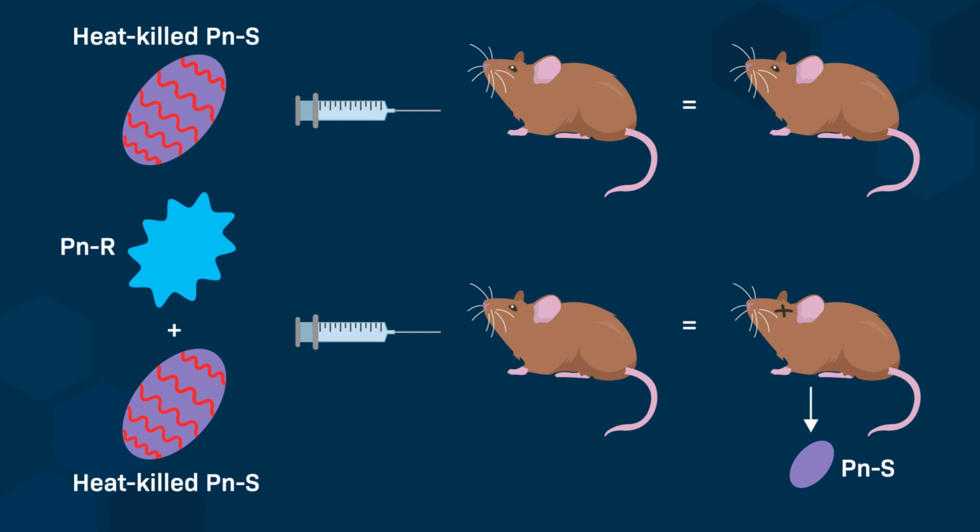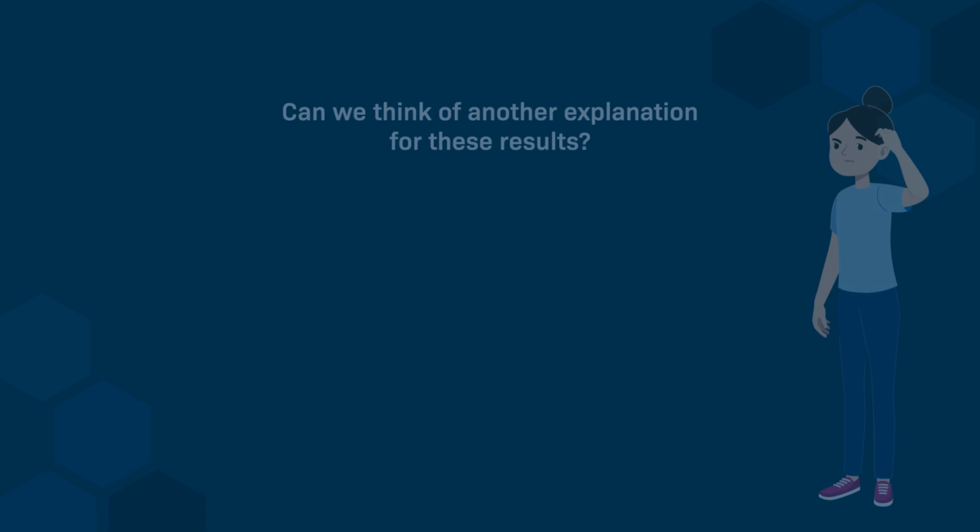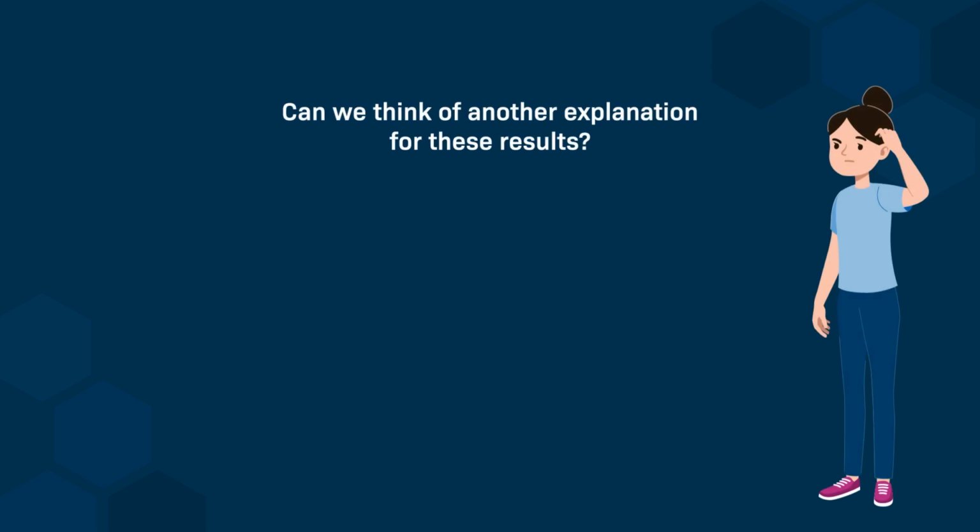Griffith hypothesized that the conversion into a pathogenic strain, termed transformation, was the result of a compound being transferred from the heat-killed PNS to the live PNR. He called this compound the transforming principle. Is there any other explanation for these results?